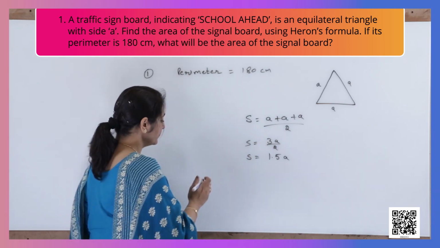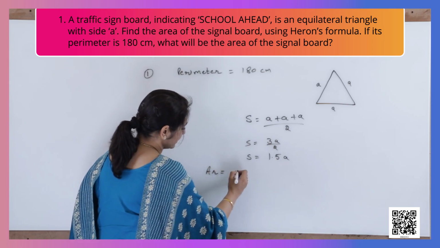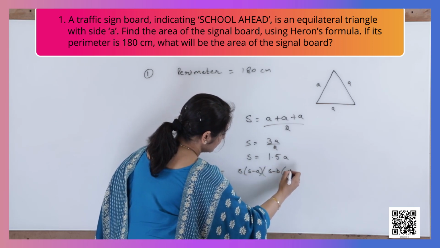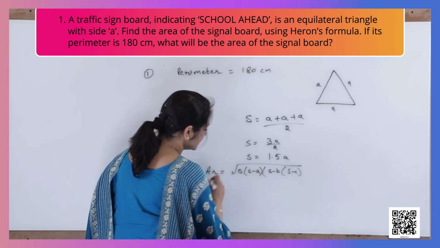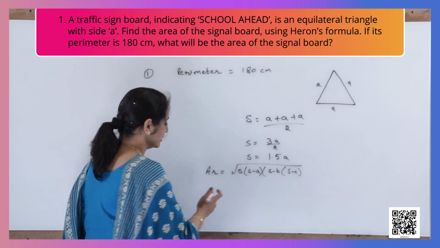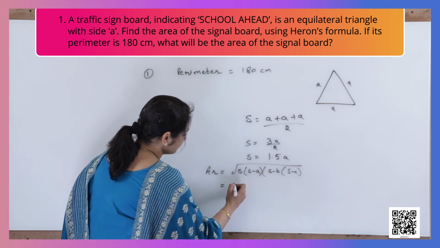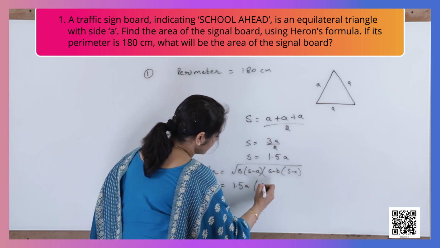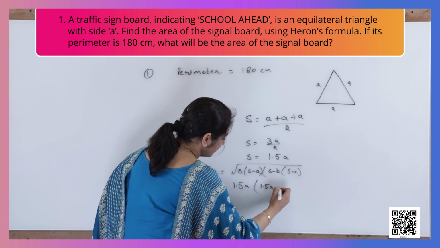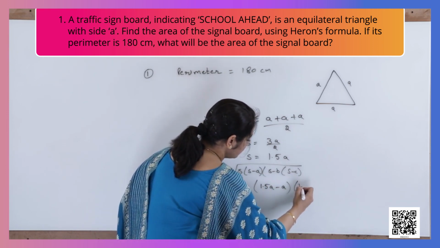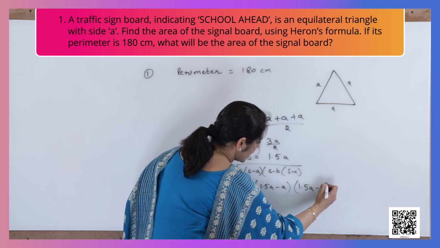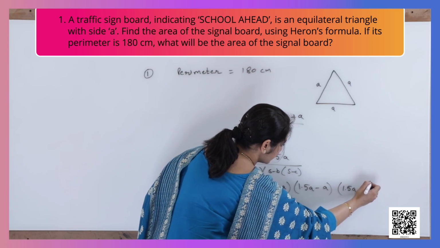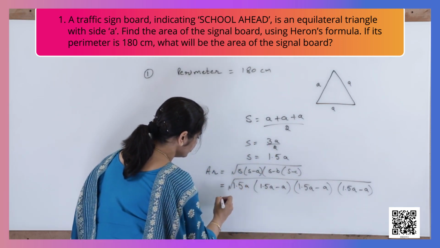To find the area, we will write the square root of S into (S minus A) into (S minus B) into (S minus C). In this case, A, B, C all are equal. So putting these values, we will have 1.5A multiplied by (1.5A minus A) multiplied by (1.5A minus A) again multiplied by (1.5A minus A), square root.